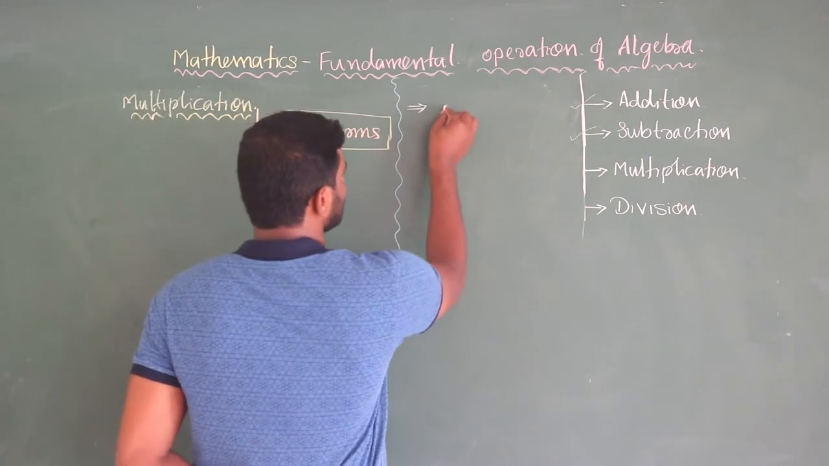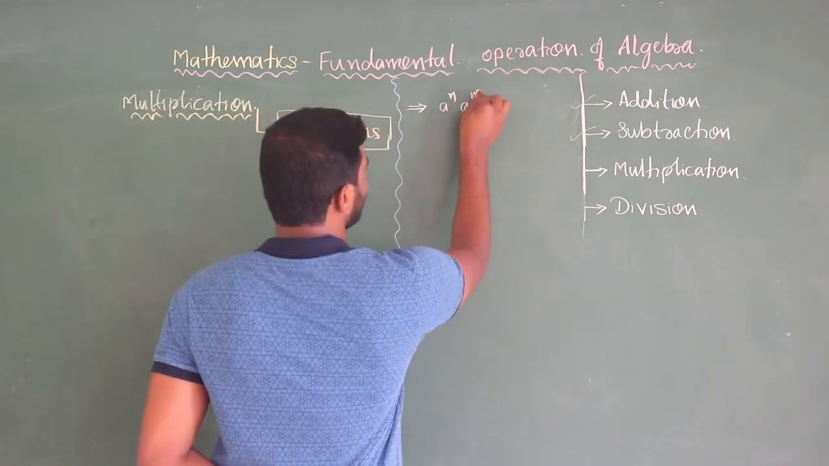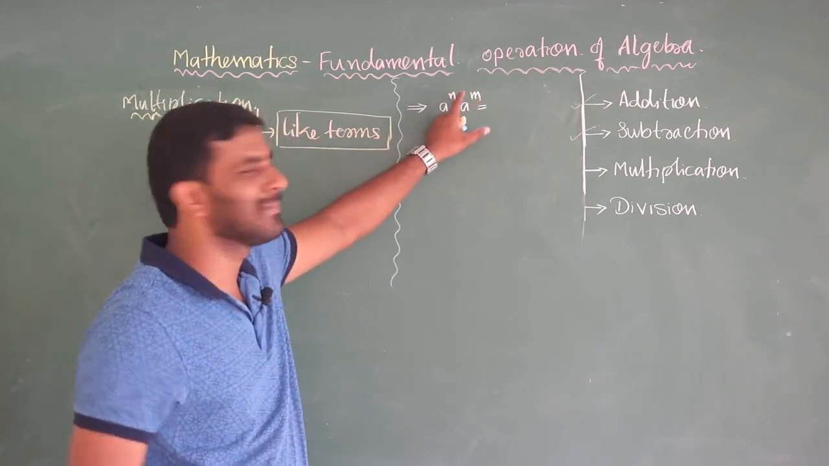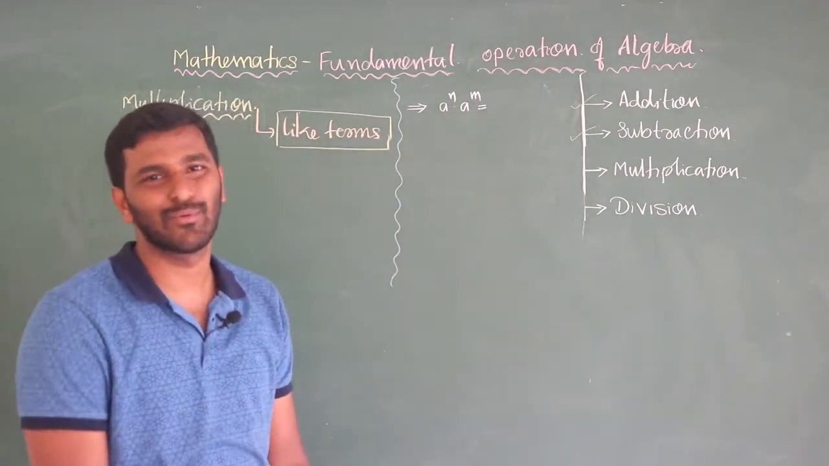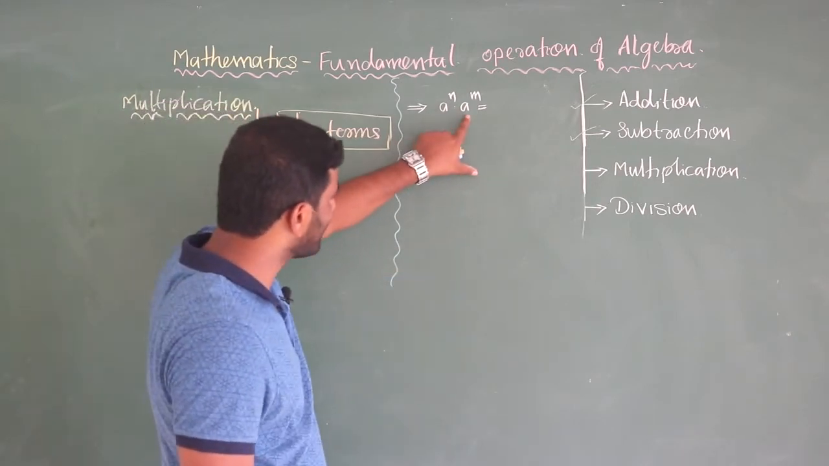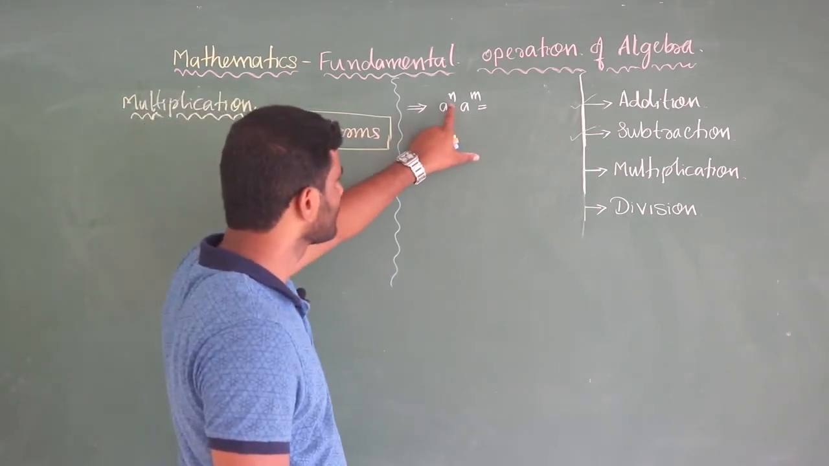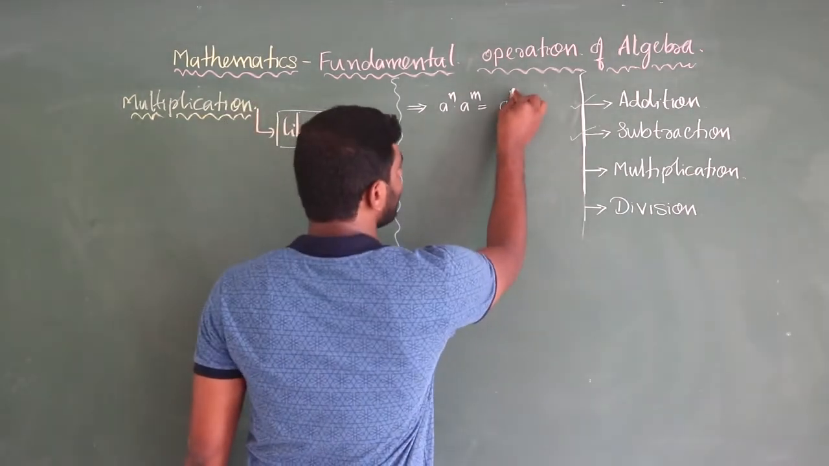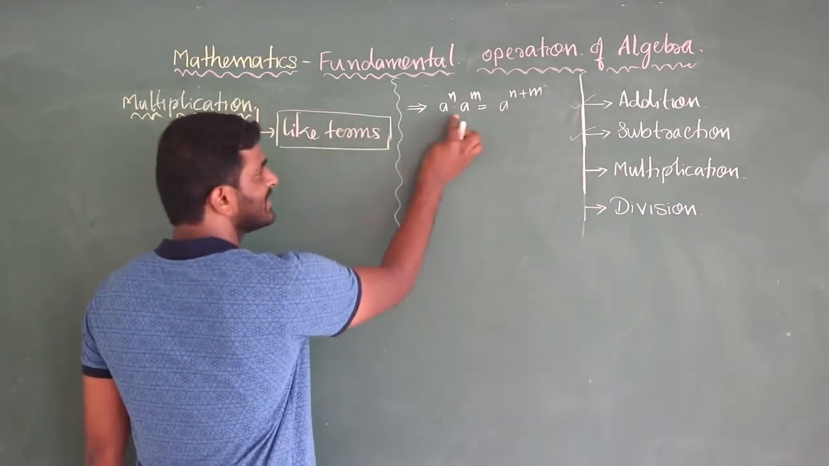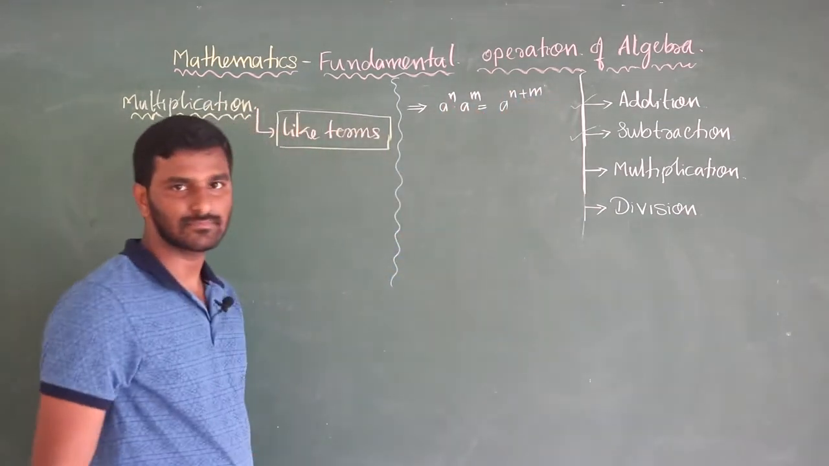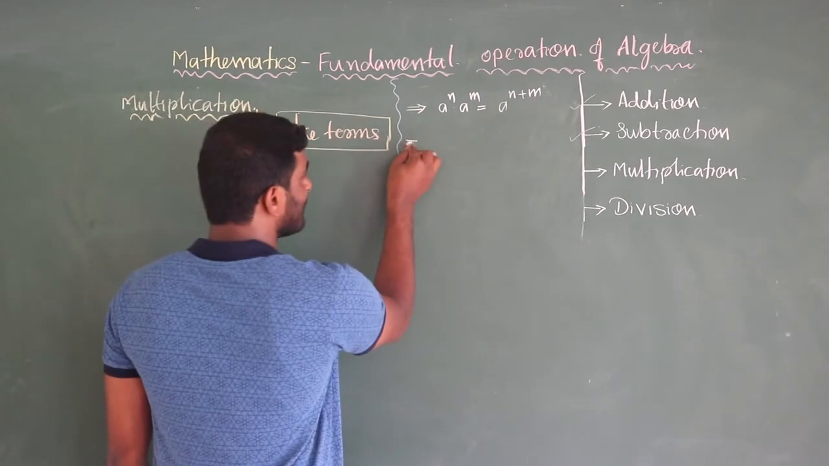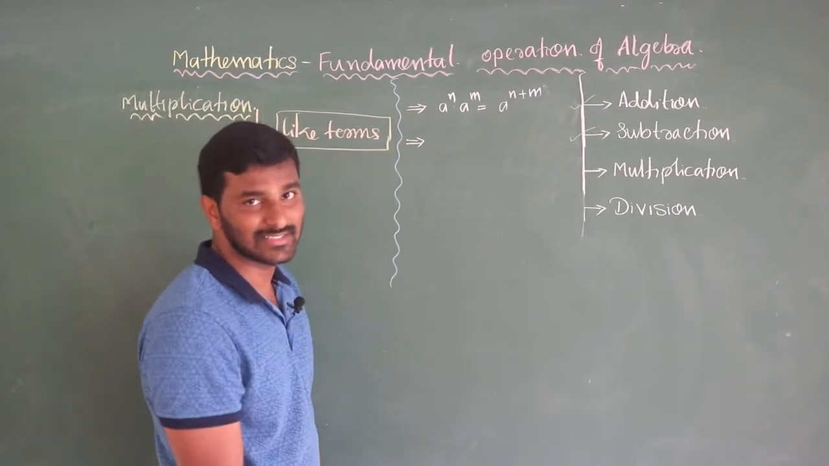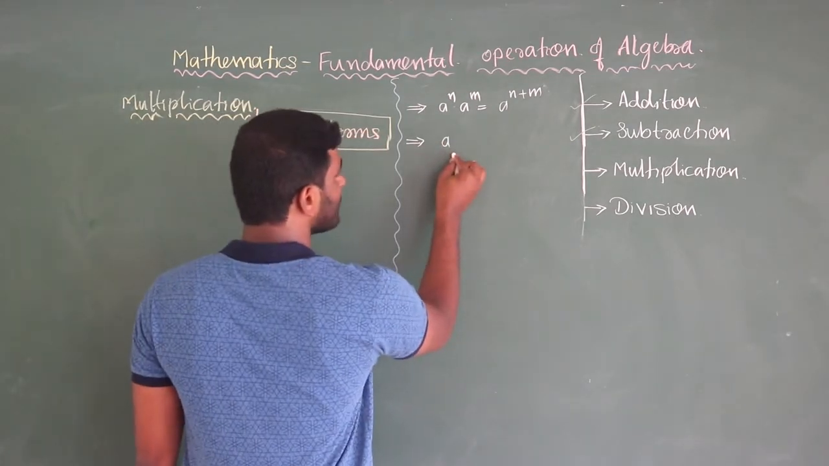Yes. So that is a to the power of n into a to the power of m, and that is equal to a to the power of n plus m. m and n are different numbers, variables, whatever it is. If the base is same, note this point, we can easily add the exponents, giving a to the power of n plus m. If the base is same, we can easily add the what? Exponents.